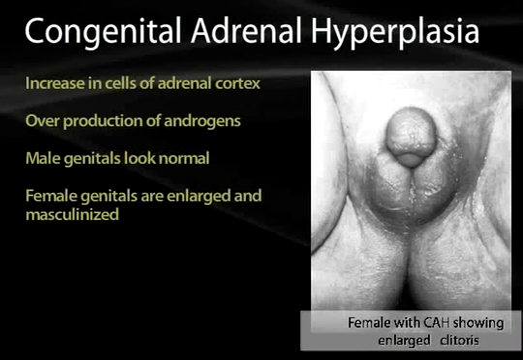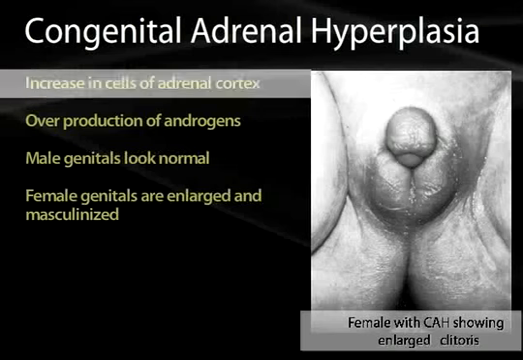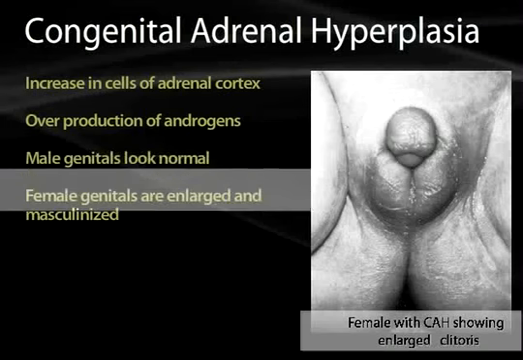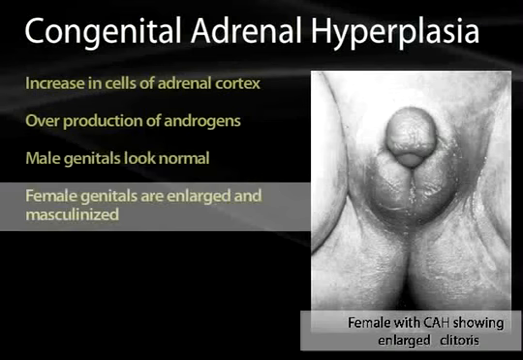When we think about congenital adrenal hyperplasia, we have an increase in the cells of the adrenal cortex, which will overproduce androgens. In the males, the genitalia look normal, but in the females, they're enlarged and masculinized. Therefore, in this female with CAH, you can see an enlarged clitoris and a fusion of the labia majora, which looks a little bit like a scrotum.